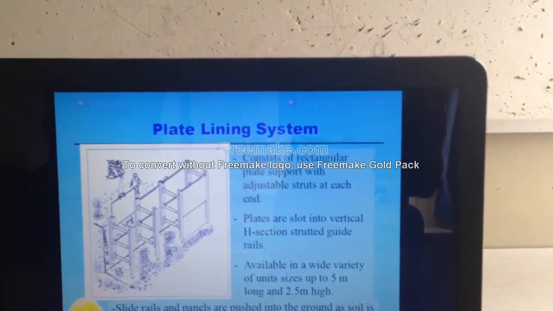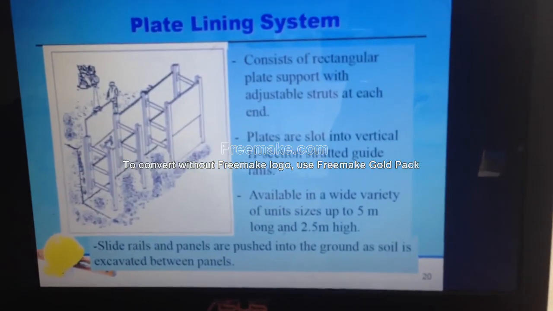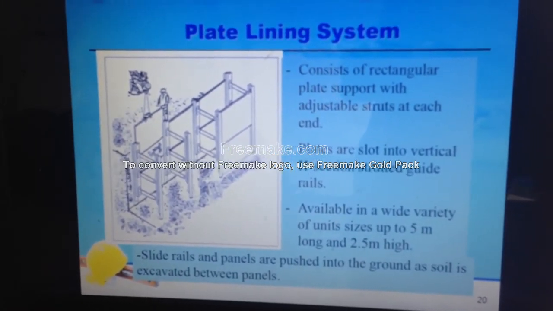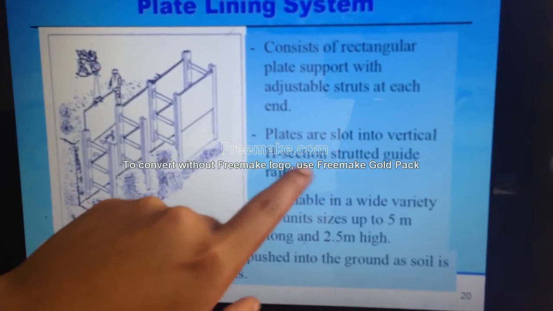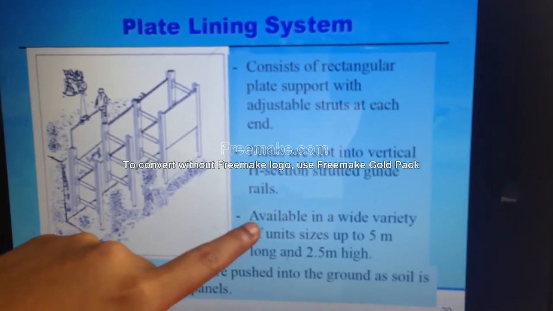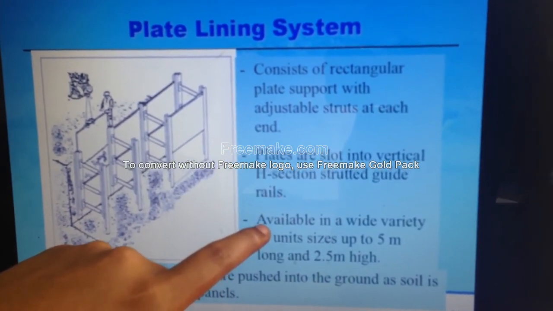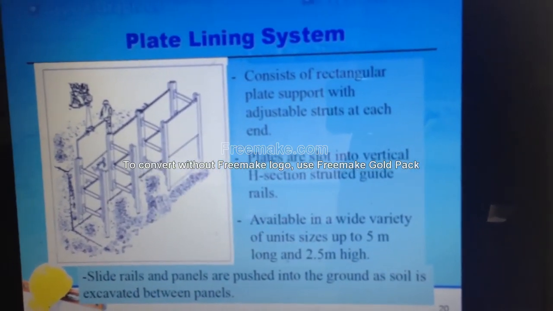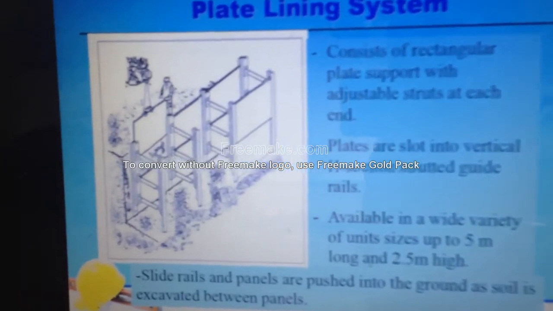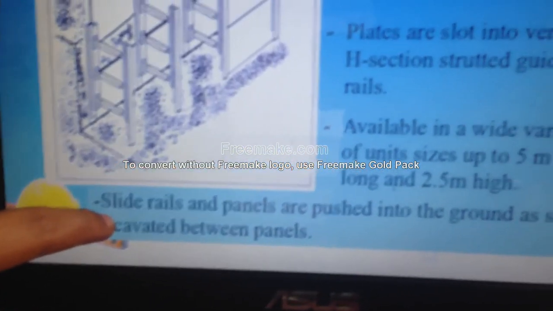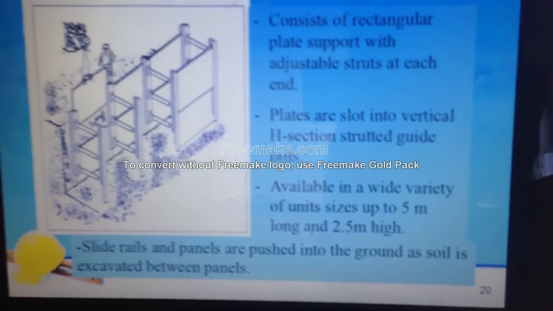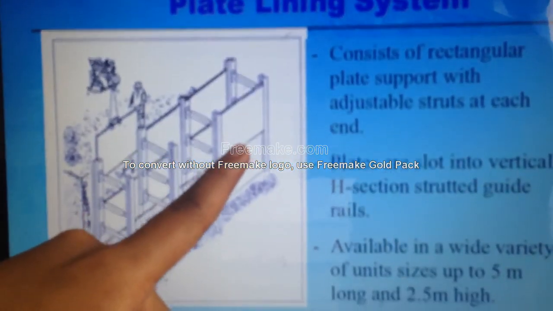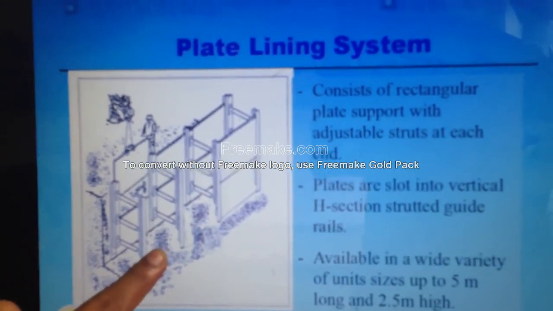Okay, plate lining system. The plate lining system consists of rectangular plate supports with adjustable thrust at each end. Plates are slotted into vertical hinged section strut guide rails, available in a wide variety of unit sizes, up to 5 meters long and 2.5 meters high. Slide rails and panels are pushed into the ground as soil is excavated between the panels, and we can see there is something like a wall for excavating.